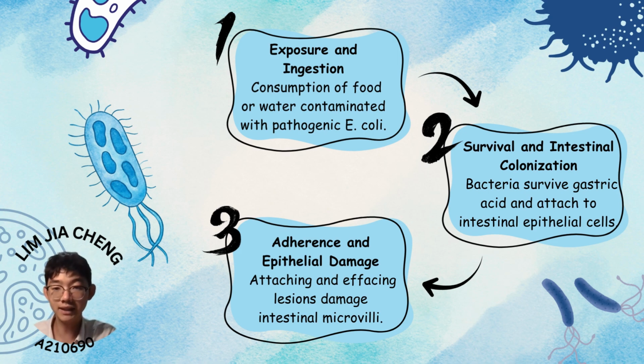Next, intestinal colonization occurs, and the E. coli attach to the intestinal epithelial cells using adhesins and fimbriae, allowing the bacteria to remain in the intestine and establish infection. This adherence leads to epithelial damage, and some strains such as EPEC and EHEC form attaching and effacing lesions that can damage the intestinal microvilli and disrupt the normal intestinal space.